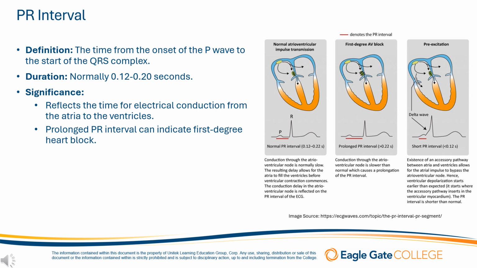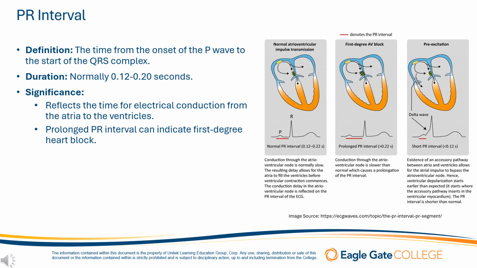Now, a prolonged PR interval, something greater than 0.2 seconds, is considered prolonged. This condition is known as first-degree heart block or first-degree AV block, and it indicates a delay in the electrical conduction through the AV node, which can be due to various factors such as medication effects, such as beta blockers, calcium channel blockers, increased vagal tone, or underlying heart disease.